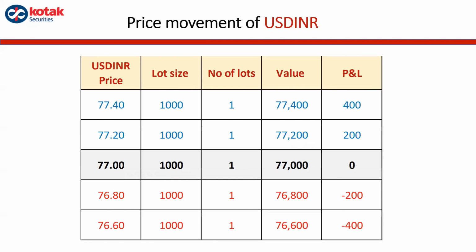Say there is another jump from 77 to say 77.40. So in that case, instead of making a profit of 200, now he's making a profit of 400. Now let us look at the other scenario. Here, say Mr. A has purchased the pair at 77, and the price has actually fallen down to 76.80. So here he is incurring a loss of 200. Similarly, if it falls deeper to say 76.60, his loss will keep on increasing and it will go to 400 rupees.